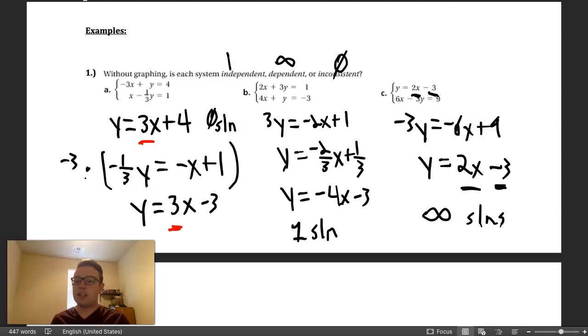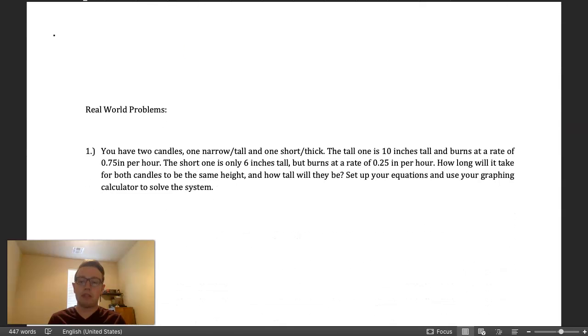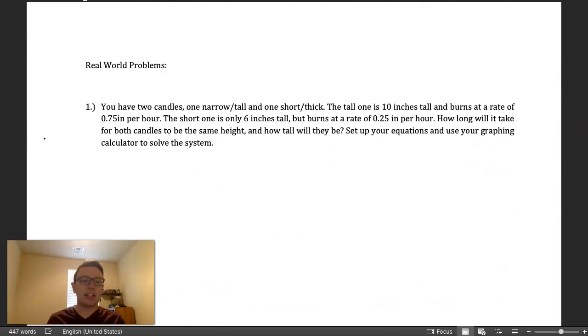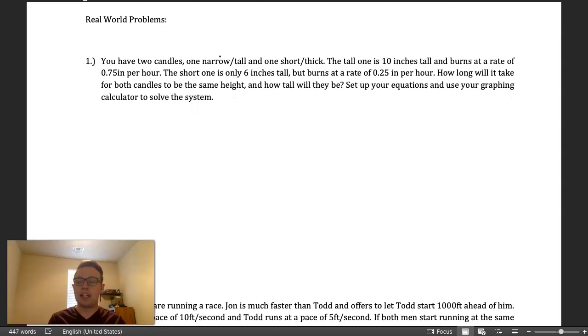Now, systems of equations are actually really useful. We see them a lot when we get to real-world problems. So we're going to go through a couple of these. The first one being, we have two candles, one that's narrow and tall, and one that's shorter and thicker. The tall one is going to be 10 inches tall and burn at a rate of 0.75 inches per hour. Meanwhile, the short one's only going to be 6 inches tall, but burn at a rate of 0.25 inches per hour. We're going to ask how long will it take for the candles to reach the same height, and how tall will they be? We're going to set up the equations and use a graphing calculator.